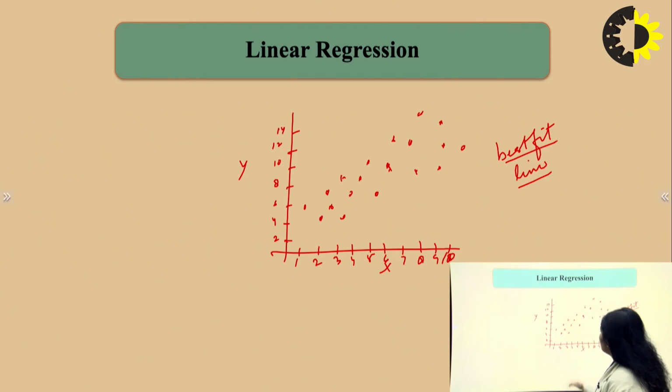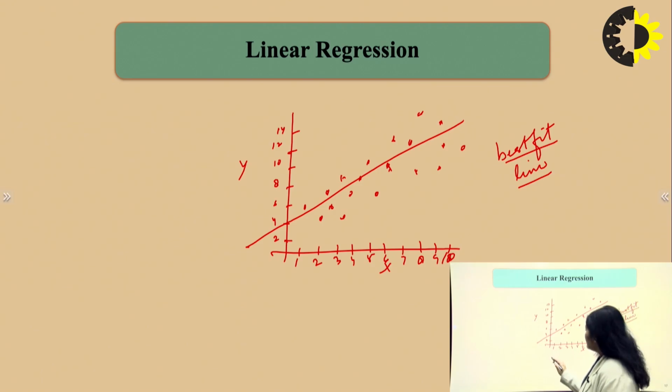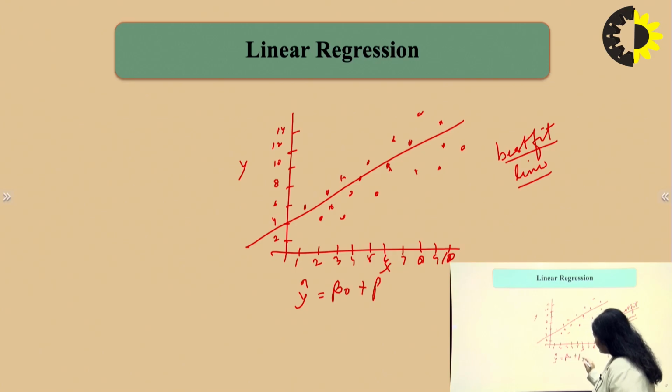Now, for example, my line is going through like this. Suppose this is the line I'm using, and as you can see here, the line equation which I have is y hat equals beta naught plus beta 1 hat x.